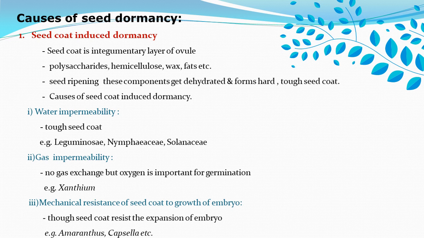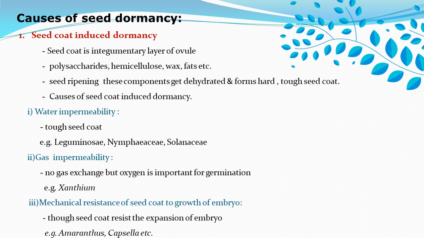The second cause is gas impermeability. As the seed coat is very tough, there is no exchange of gases. As there is no exchange of gases, oxygen is unavailable for the internal metabolites and so germination doesn't occur. And this type of dormancy is mainly found in the seeds of Xanthium.